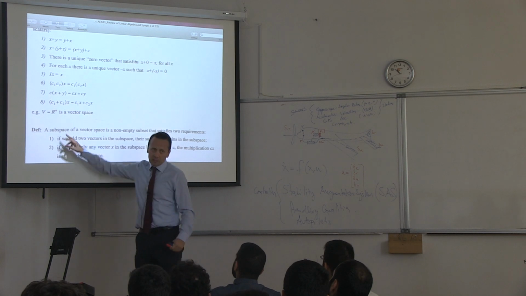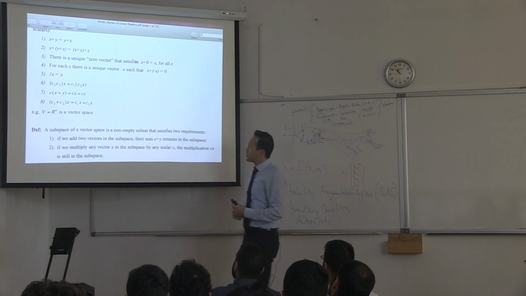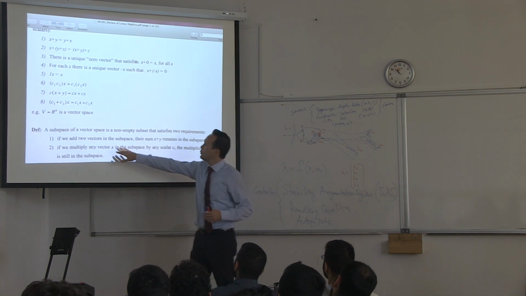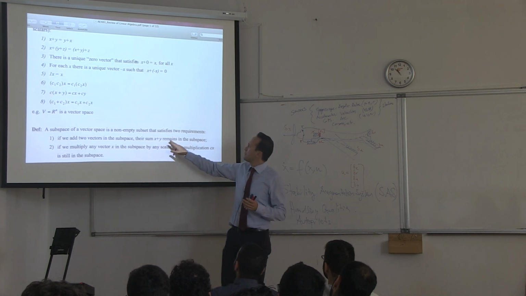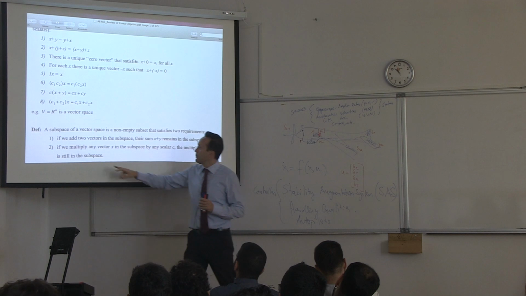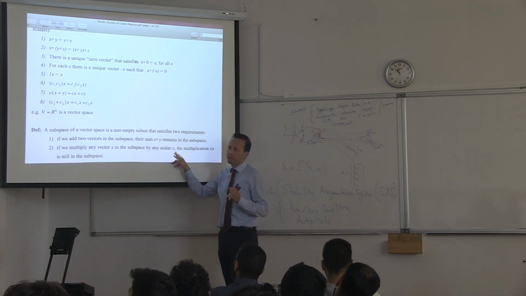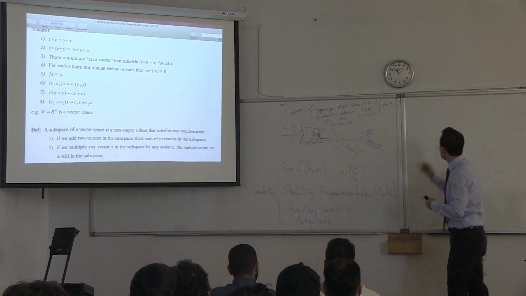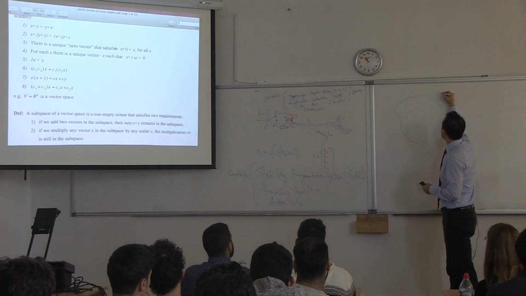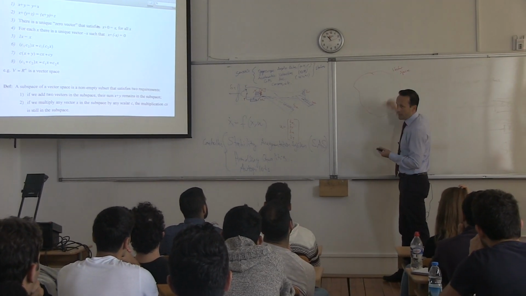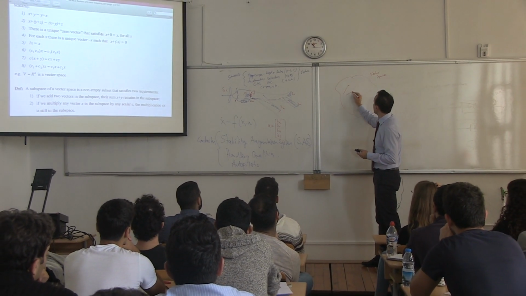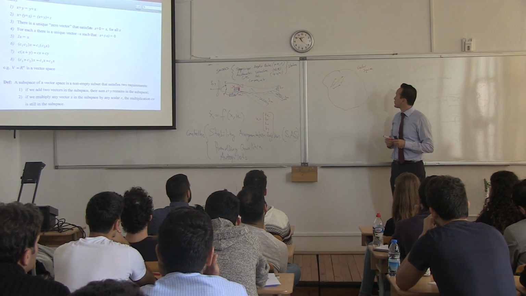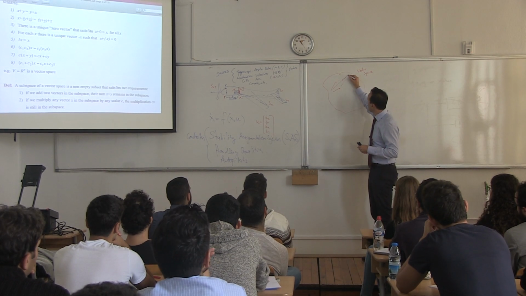Now there's also something called a subspace. A subspace of a vector space is a non-empty subset that satisfies two requirements. If we add two vectors in the subspace, their sum x plus y remains in the subspace. If we multiply any vector x in the subspace by any scalar c, the multiplication cx is still in the subspace. So it's basically a little field. Let's say this is our vector space, and we have vectors, we can add them, right? Let's have this, it looks like a two-dimensional vector space, right? We can multiply them, okay?